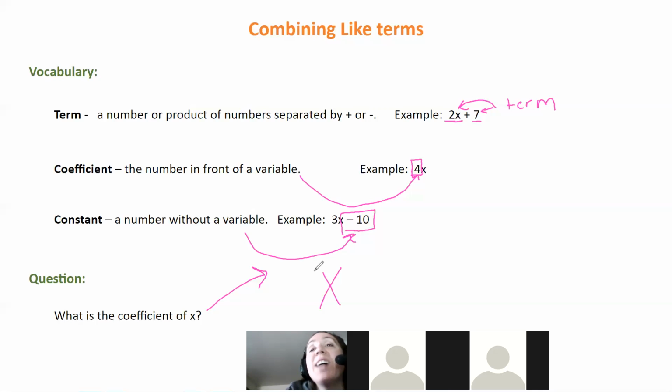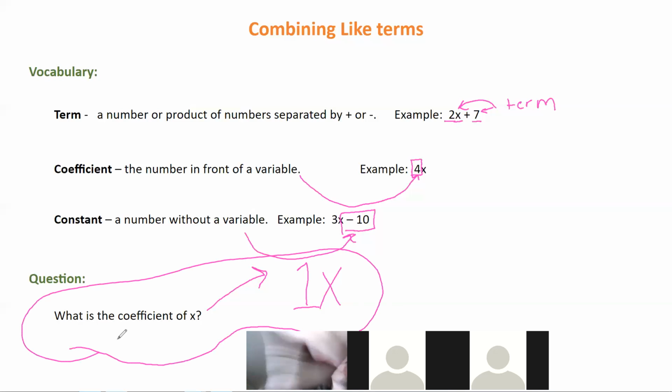I'm being a pain in the butt, sorry. So 1 is always in front of x, even if you don't see it. Guys, make sure you write that down. If you did not know that, you will want to know that. Coefficient of x is 1. Every single variable that's by itself always has a 1 in front of it, even if you can't see it.